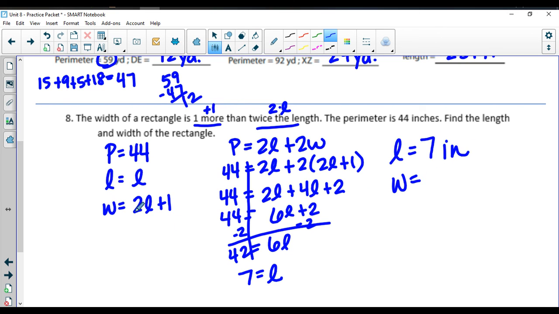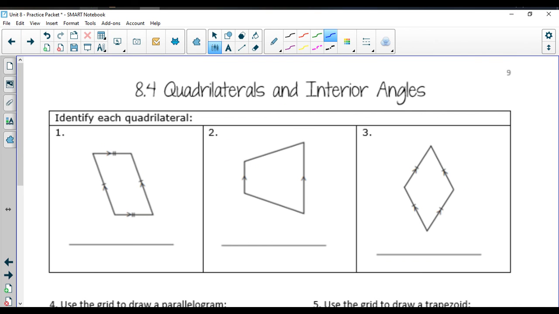And my width, if I plug in 7 for L, 2 times 7 plus 1, 2 times 7 is 14, plus 1 is going to be 15 inches for this one. That's it then for 8.3, working back.